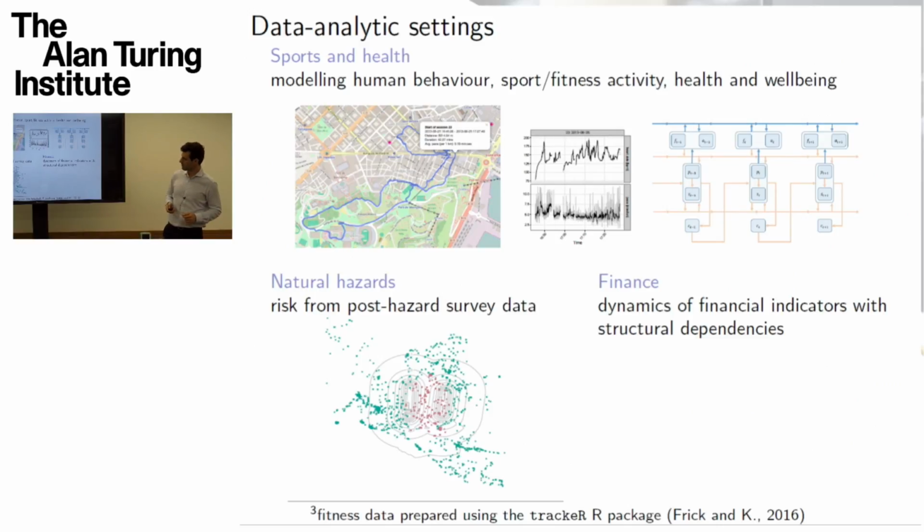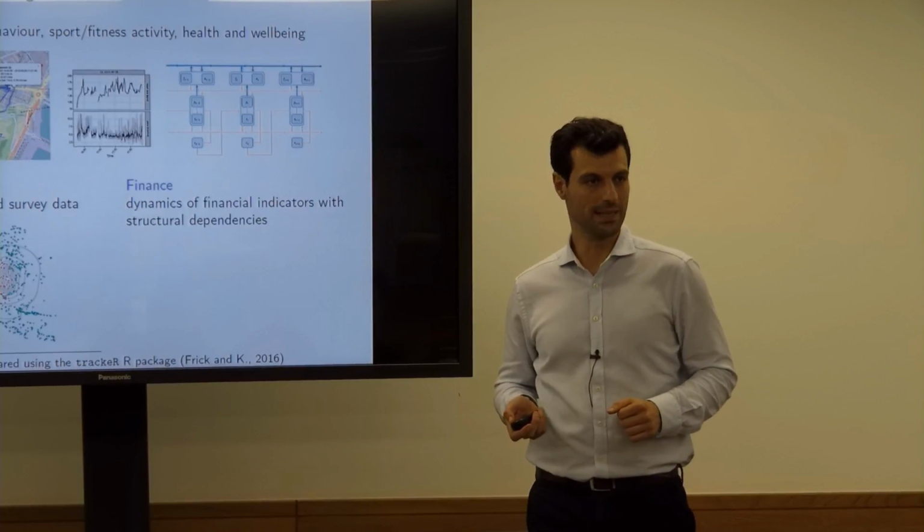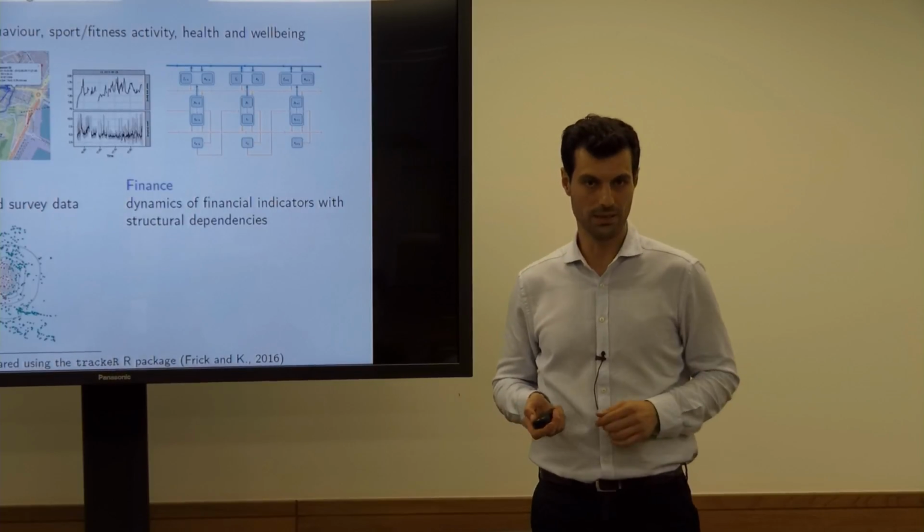Another area that I'm interested in is natural hazards, and particularly on quantifying risk from post-hazard survey data. So this picture is from an earthquake, and the points are buildings, and the contours are the ground acceleration caused by the earthquake. And you're trying to measure the damage on the buildings and explain it using characteristics of the hazard itself. Of course, a lot of challenges there as well. For example, sampling is biased. Usually the survey teams only survey buildings that are heavily damaged. So you have to take all this into account when you do the modeling.